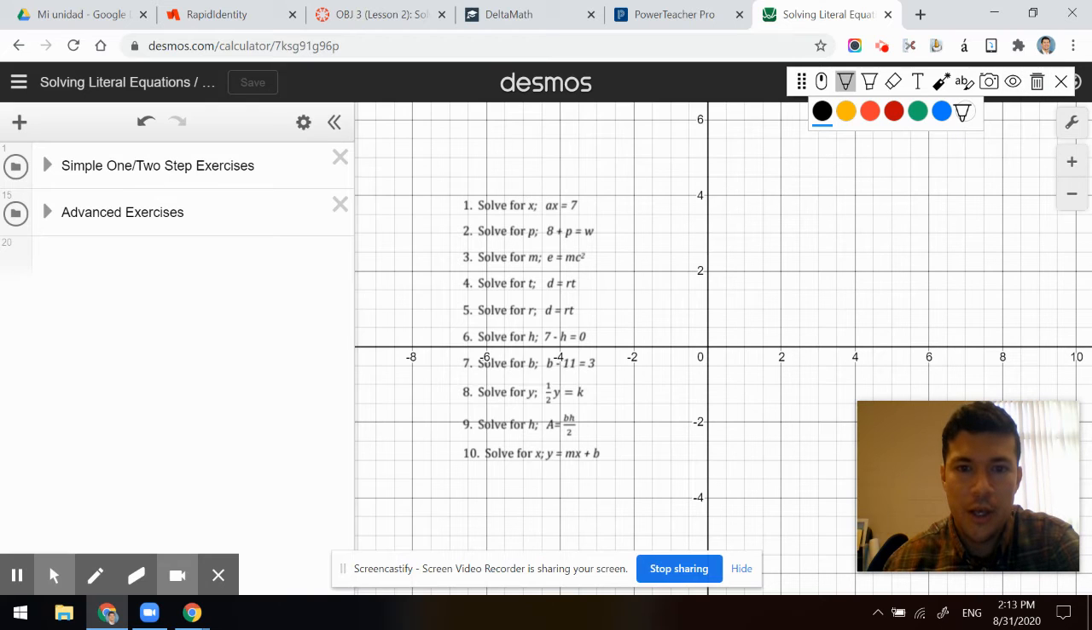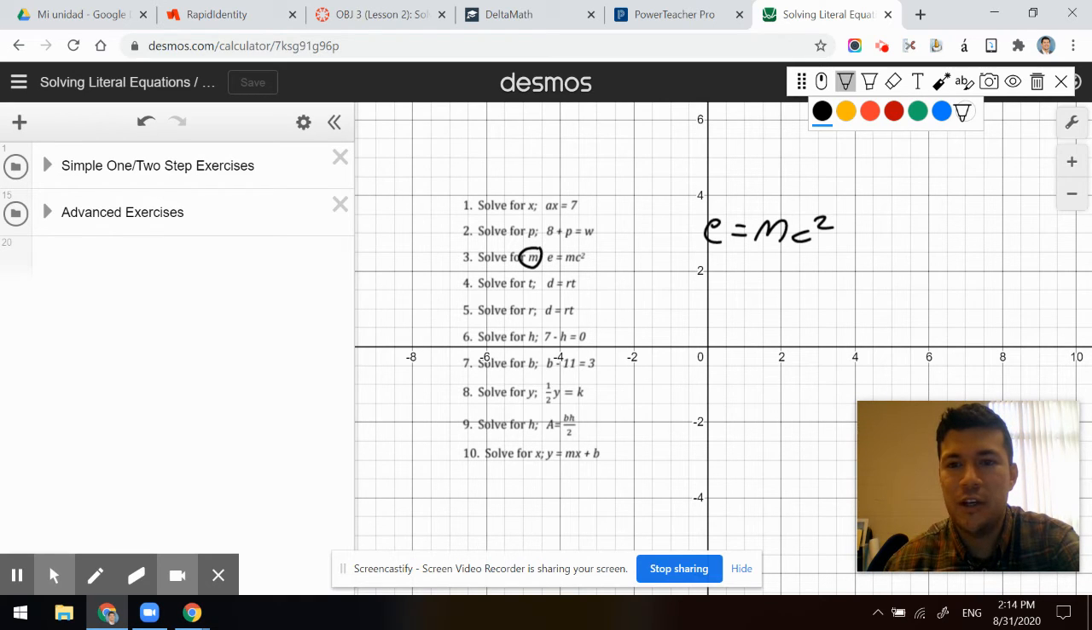Let's look at another one. Looking at number 3, it gives you the formula E equals mc squared, which you might be familiar with. This is a little bit of Einstein action right here. So E equals mc squared, and we're solving for the variable m.